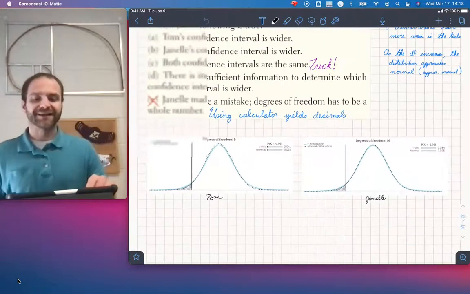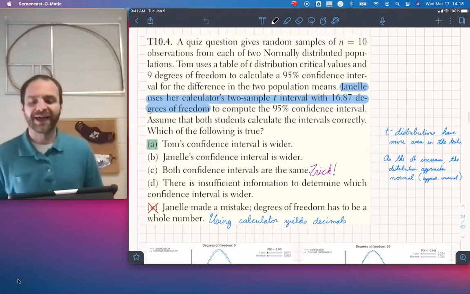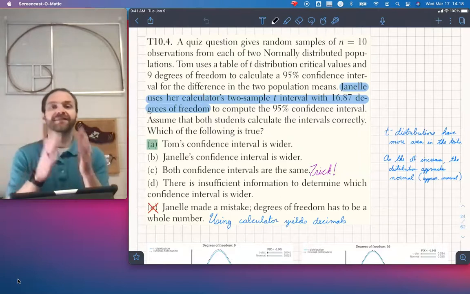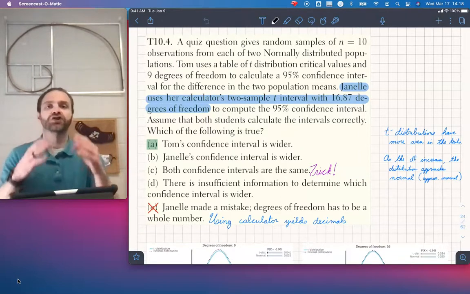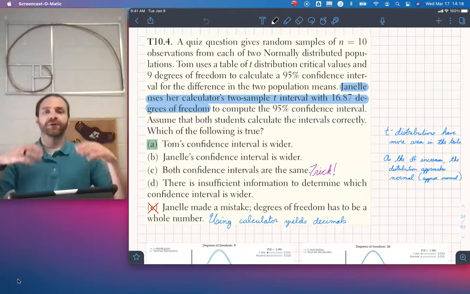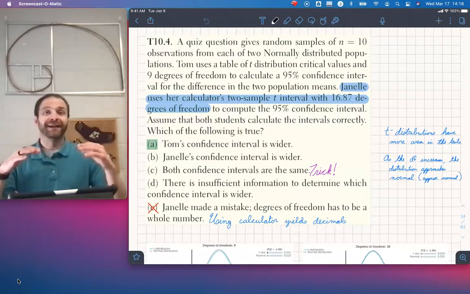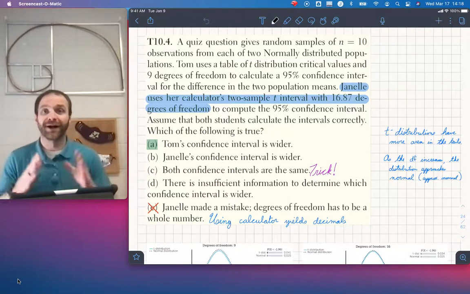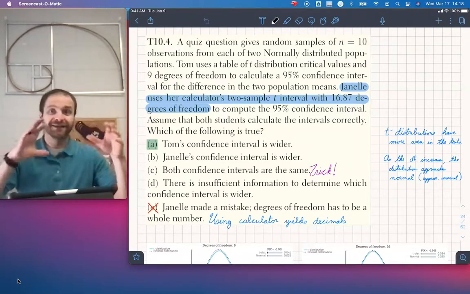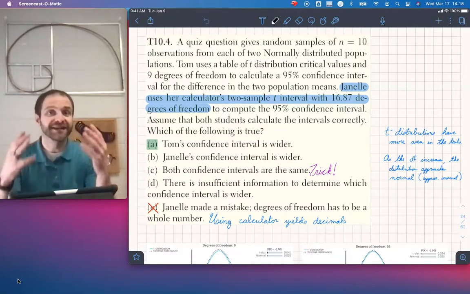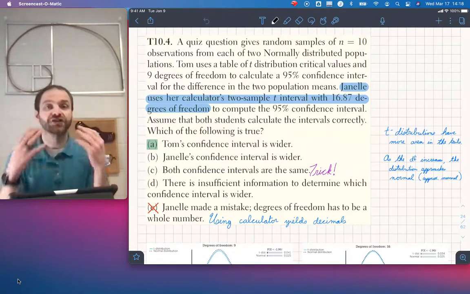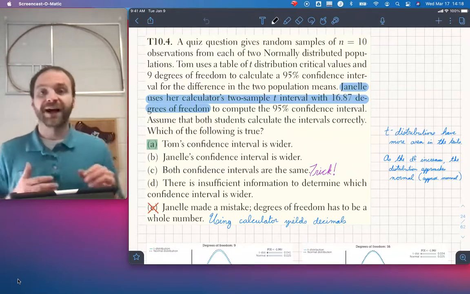So in that case, I'm going to go ahead and tell you that Tom's confidence interval has to be wider because it has a larger area in the tail. So it is wider than Janelle's. So this one really has nothing to do with the whole idea of T differences, and it really has to do with T distributions and remembering the shapes of them. So let's move on to question 5.